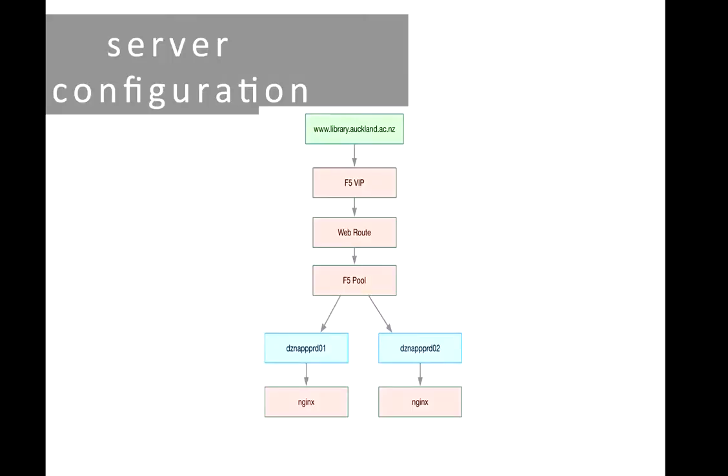The speed is excellent. And we have better control over what people get returned and what they see than if we'd gone maybe the Primo way. And this is our basic server configuration. It's behind a VIP, we've got web route, then it's an F5 pool, and then two application servers. And we control a lot of those servers. We have them in our central server farm, controlled by ITS, but our library staff have access to those and control those.